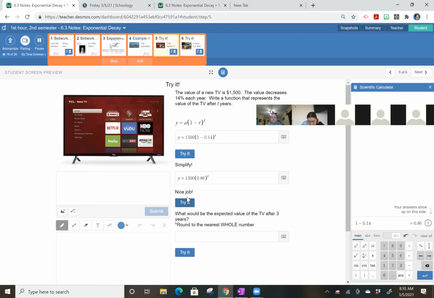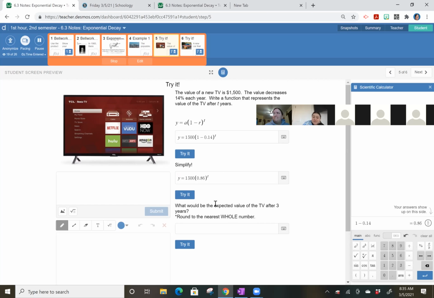Okay, guys, so the alarm is telling us that we still have 5 more minutes for the class to finish. Okay, and for the third one, it says, what would be the expected value of the TV after 3 years? So where am I going to put that 3? Am I putting it in the Y or the T? Putting it in the T because that's our years.